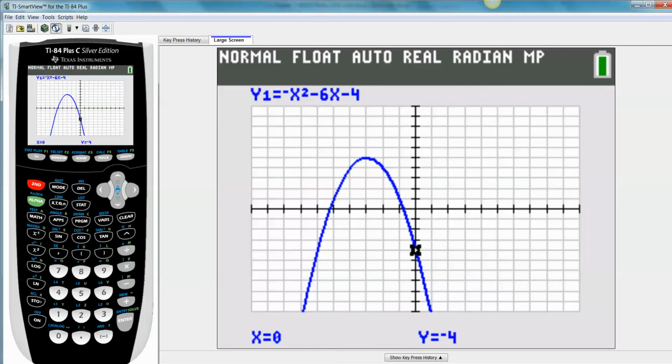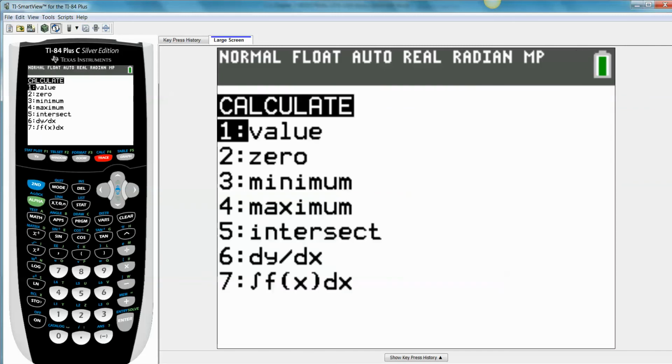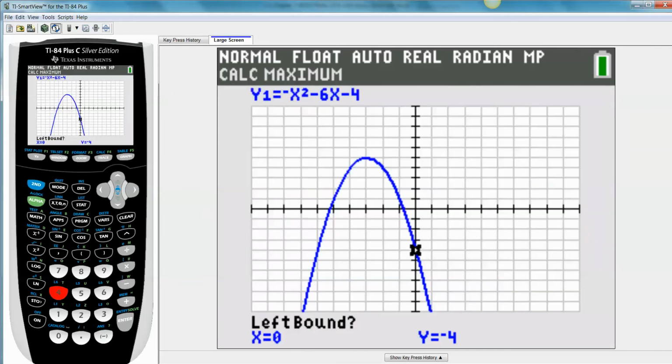And then, oops, second calc. Hit number 4, which is maximum. You got to move to the left of your maximum. So get your blinky cursor thing over to the left. You need left bound. So you need to be to the left of that peak and hit enter.